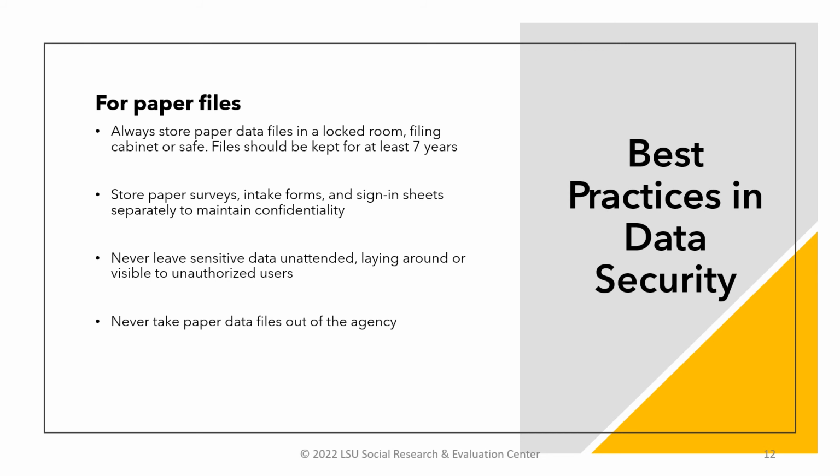Data security is key when dealing with sensitive information. It should be kept safe, confidential, and reported in a responsible manner. If collecting data using paper files, data should be collected, stored, and transmitted using the following best practices in data security. For paper files, always store your paper data files in a locked room, filing cabinet, or safe. Files should be kept for at least 7 years. Store paper surveys, intake forms, and sign-in sheets separately to maintain confidentiality. Never leave sensitive data unattended, laying around or visible to unauthorized users, and never take paper data files out of the agency.